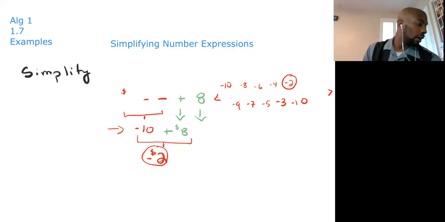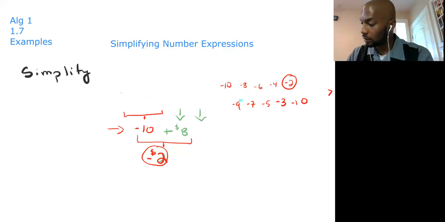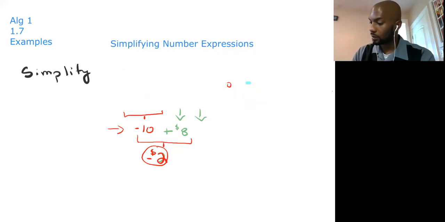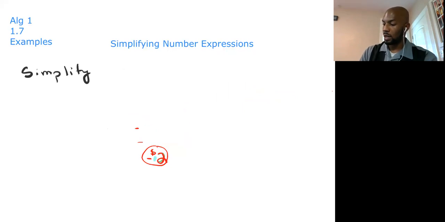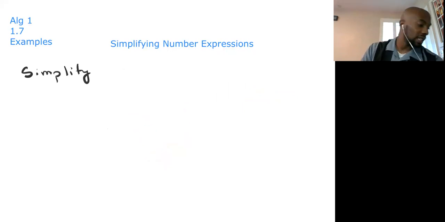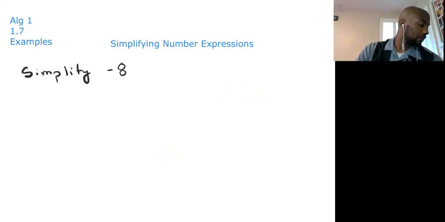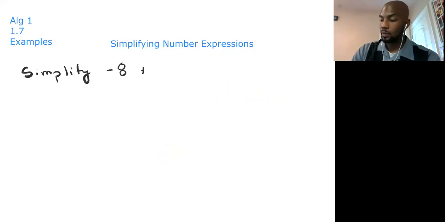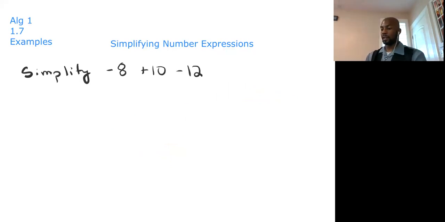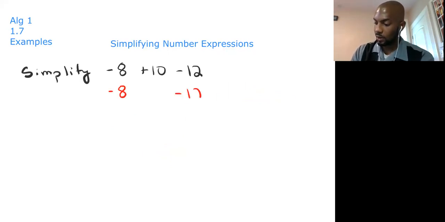Let's try one with the positive in the middle. Let's see what happens. All right, the problem is going to tell you to simplify again. And now the problem is negative 8 plus 10 minus 12. I think to myself, all right, can I switch the colors up? My negative 8, my negative 12, and my positive 10.